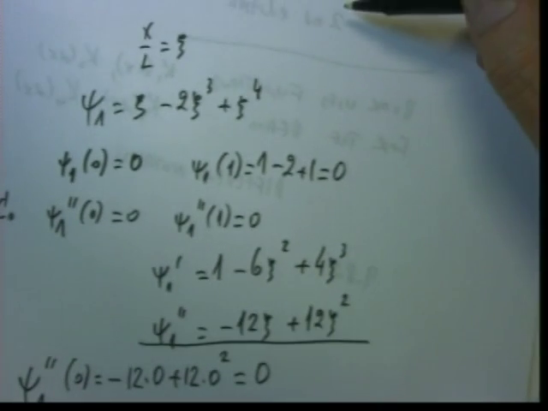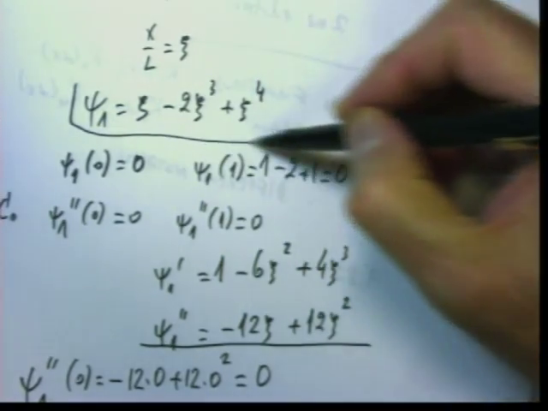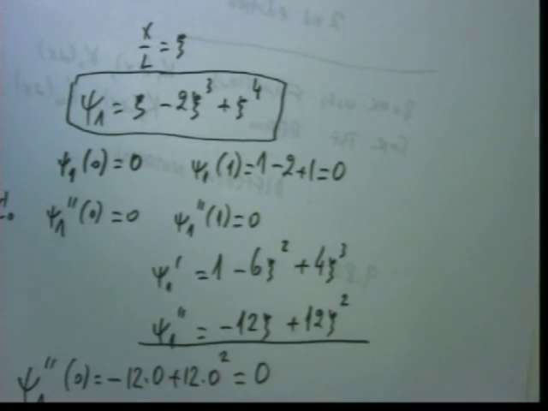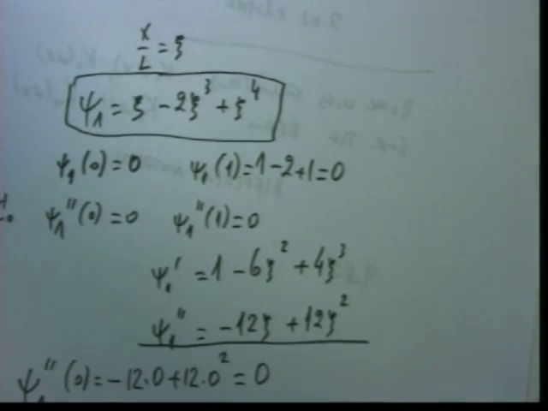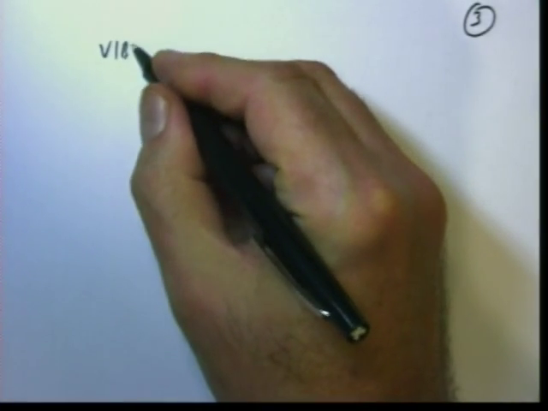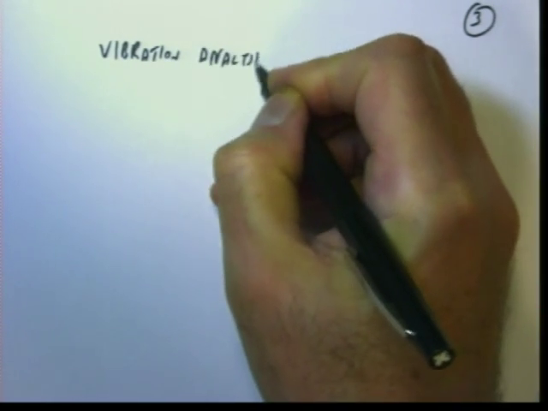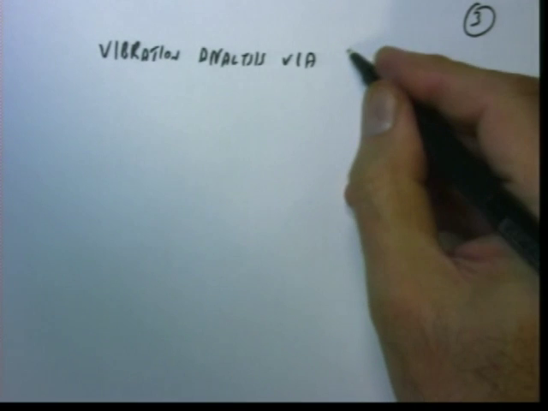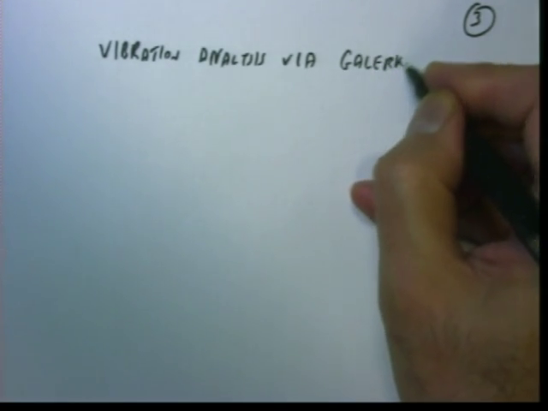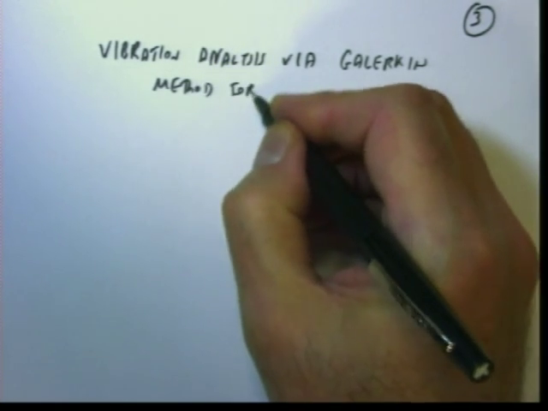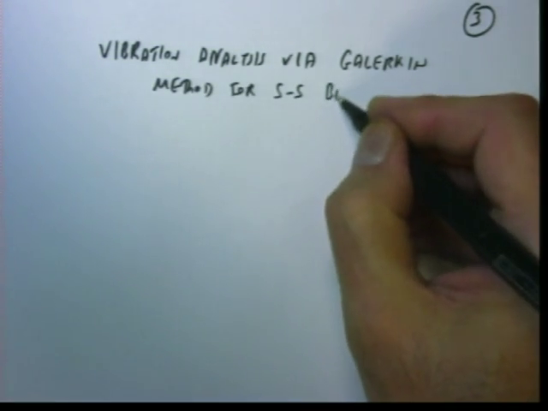Okay, so this function satisfies, and this is a function for a simply supported column, simply supported beam. Then 3, I asked you to do the vibration analysis via Galerkin method for simply supported beam.